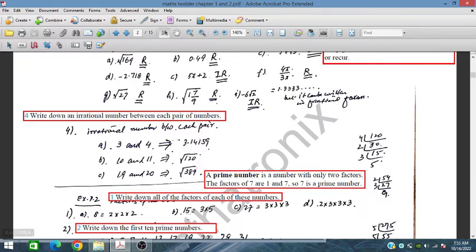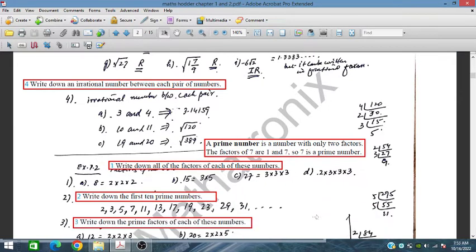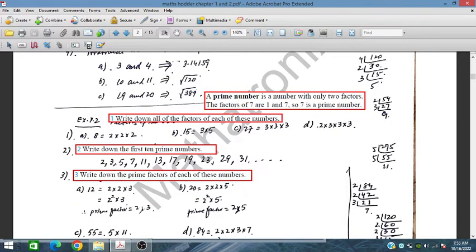For 15, there is a 3 and 5. And for 27, we have 3 into 3 into 3. For 18, I think it's 18. No, I think it's 54. 54 can be written down as 2 into 3 into 3 into 3. This is 27 into 2, which is 54.